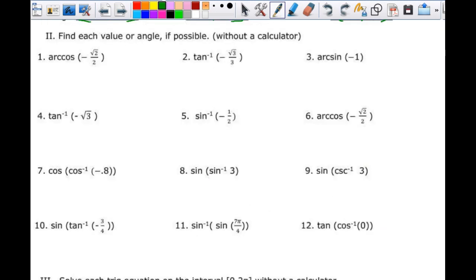All right, so now I'm going to find each value or angle if possible. Okay, so that means some of them are not possible. When you're finding the inverse and its cosine, remember that you are restricted to 2 quadrants. That's why we've been drawing these circles. For cosine, you're restricted to quadrants 1 and 2 because this is your positive, this is your negative. For tangent, you are restricted to 1 and 4 because this is your positive, this is your negative.